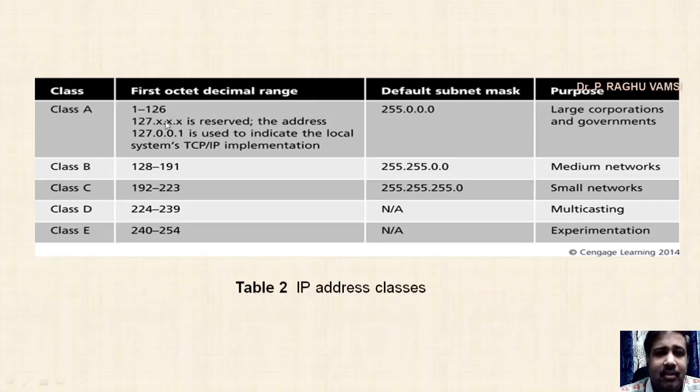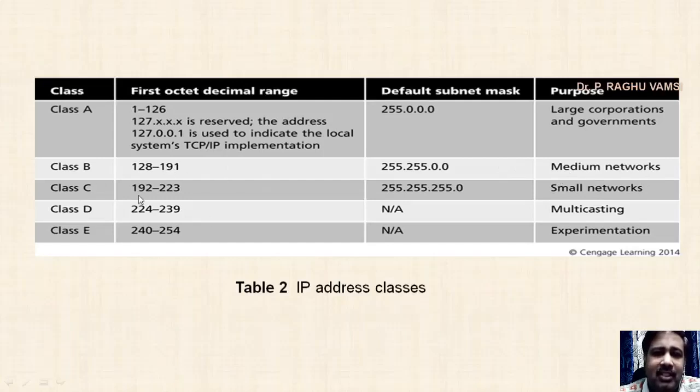In class B, next 64. Here 127 or 128 digits: the first 128 digits are dedicated to class A. Next is 64. That is from 128 to 191, dedicated to class B. Here the default subnet mask is 255.255. This part is used for the network and this part is used for the host. And for medium networks, we use this range.